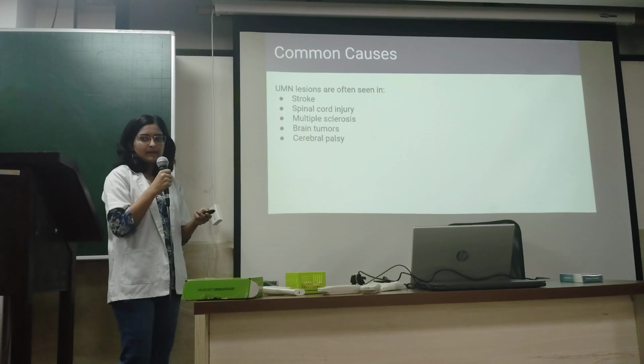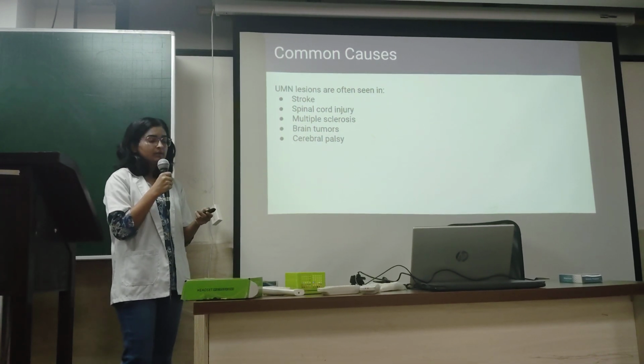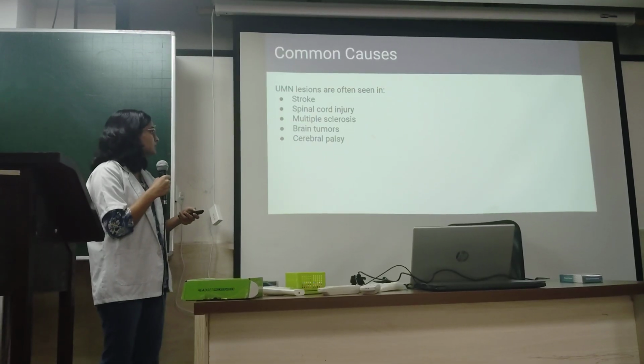Common causes are stroke, spinal cord injury, cerebral palsy, brain tumor, and multiple sclerosis.